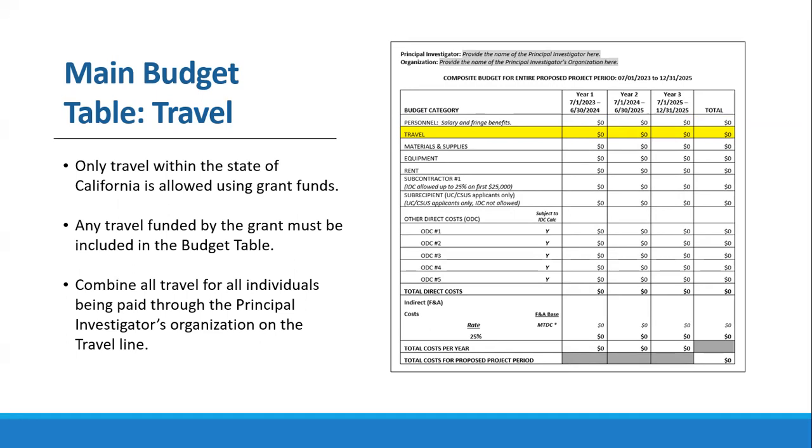Combine all travel costs for all individuals being paid, again, only through the PI's organization on the travel line. And as we'll discuss when we get to the subcontractor and subrecipient, each subcontractor and subrecipient is going to fill out another budget table and budget justification where they can break all these costs out and describe them appropriately.